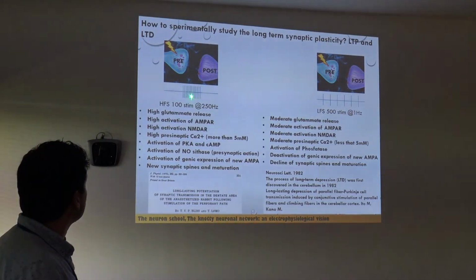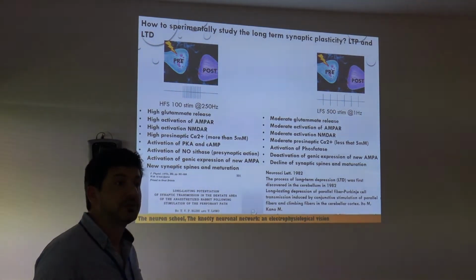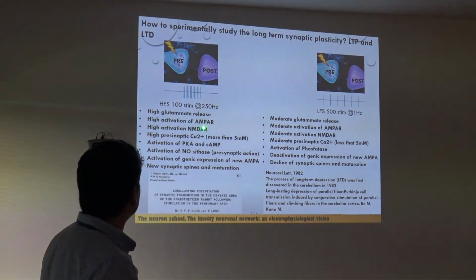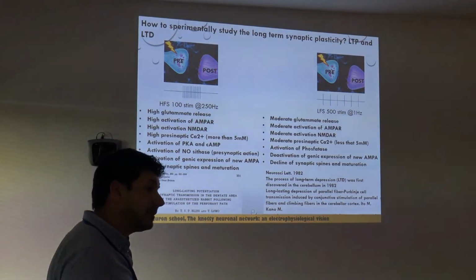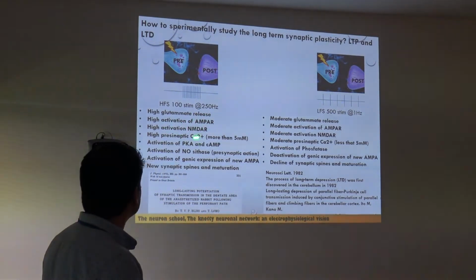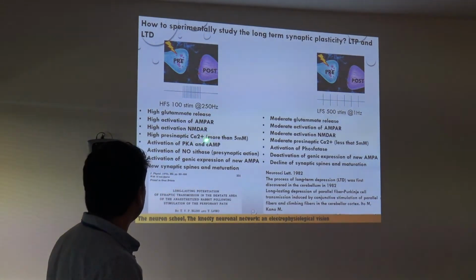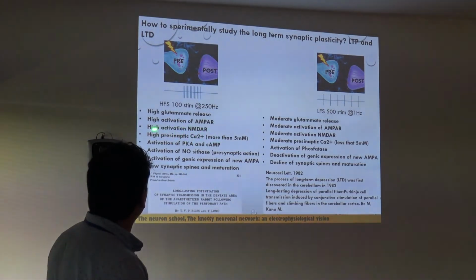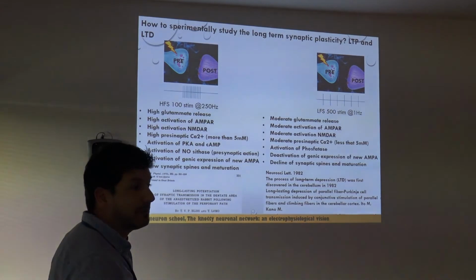This train of stimulation induces a high release of glutamate from the presynaptic terminals. And this high release of glutamate may activate a lot of AMPA receptors, depolarize the membrane, and activate the NMDA receptors. This activation of NMDA receptors causes a high presynaptic and postsynaptic calcium increase.